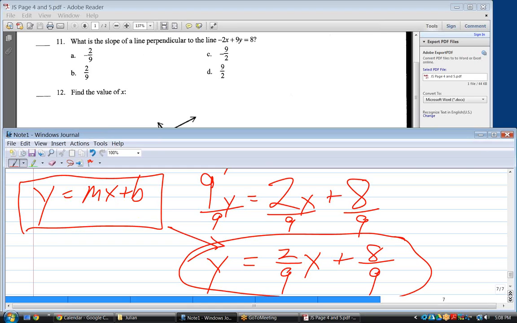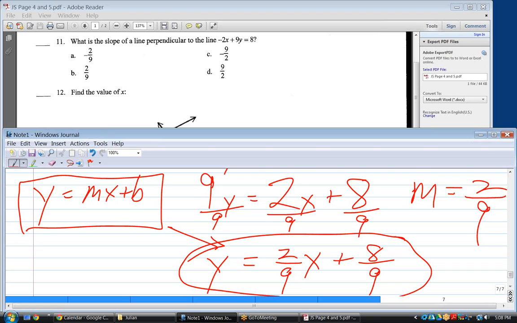So the slope of this line is positive 2/9. But they don't want the slope of that line. They want the slope of a line perpendicular to this line. So how do you get the slope of a perpendicular? It's 2 words. You gotta flip it and then like minus it.